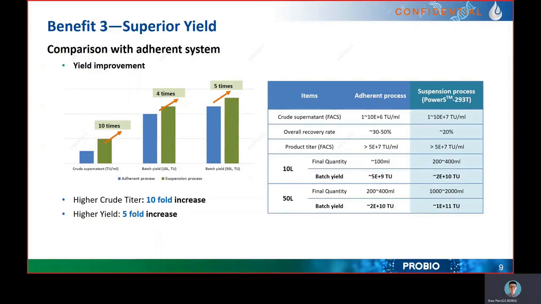Our suspension cell line results in high crude titer compared to the adherent system, about 10-fold increase, and also the final yield had a 5-fold increase compared to the adherent system.